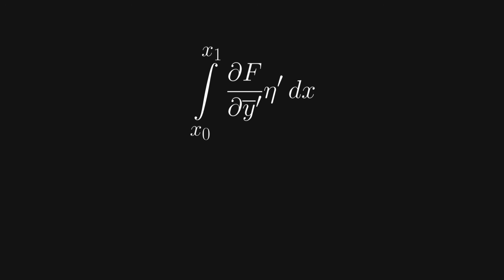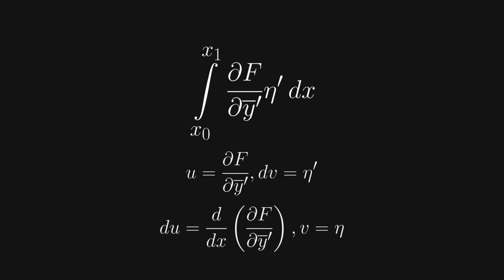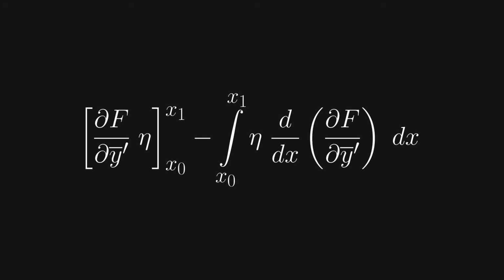We can use integration by parts to break up this integral even further. We let u equal partial f partial y bar prime and dv equal eta prime dx. Then du equals d/dx of partial f partial y bar prime and v equals the integral of eta prime, which is just eta. By the rules of integration by parts, we can then rewrite this integral as partial f partial y bar prime times eta from x0 to x1, minus the integral of eta times d/dx of partial f partial y bar prime dx from x0 to x1.